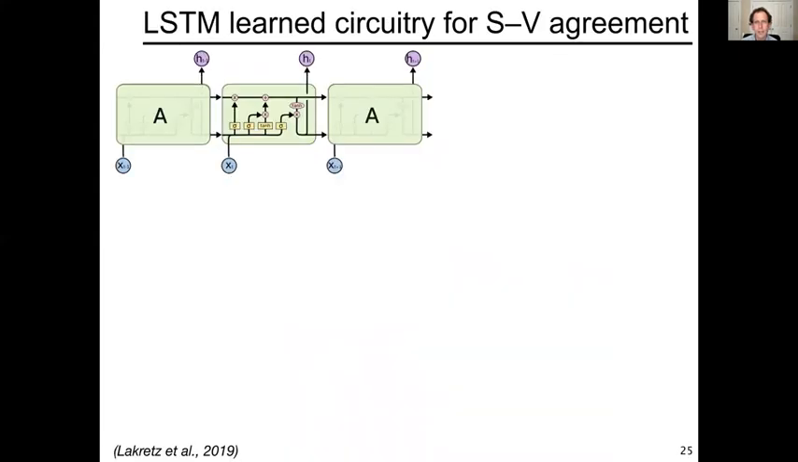And one last thing for today, which is not only to do behavioral testing, but to do a little bit of peering inside the machinery of a recurrent neural network language model to try to gain insight into how it achieves subject-verb agreement.